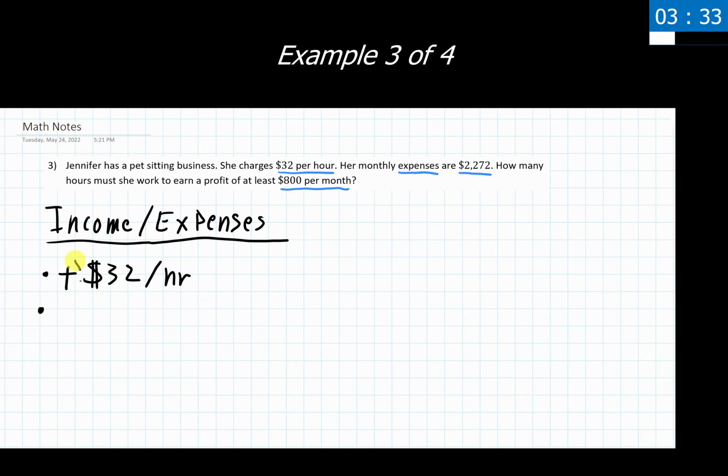Maybe you put a little plus here. Maybe you put it at the very end. Maybe you just have something for income. And then we have an expenses one. This is this 2,272. This would work against her. So you could use this as maybe a negative sign.